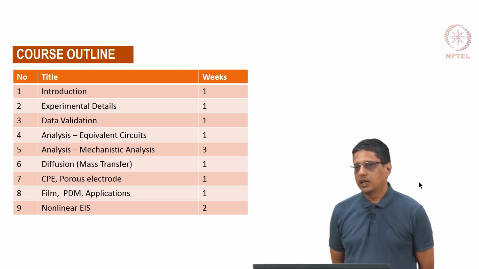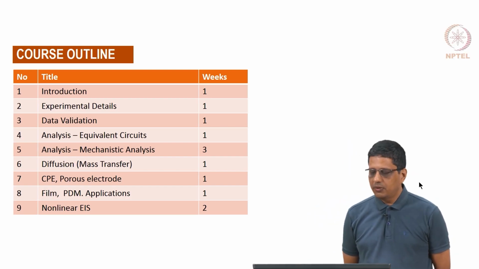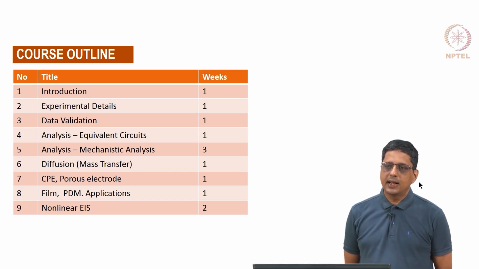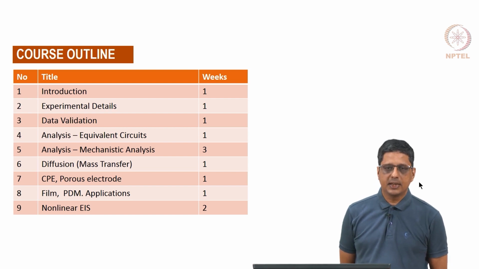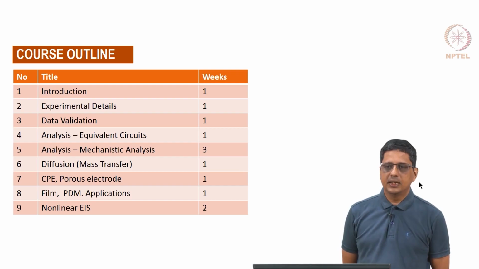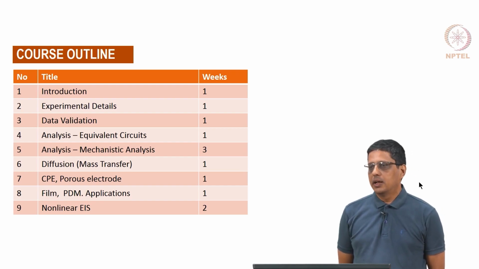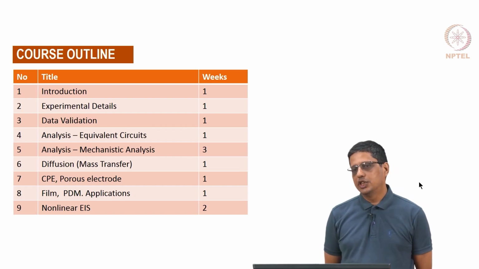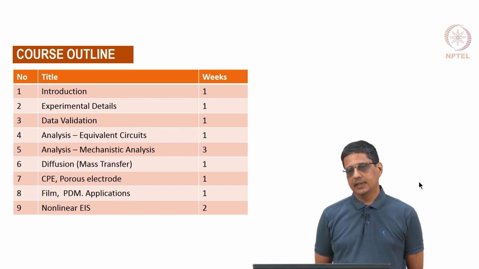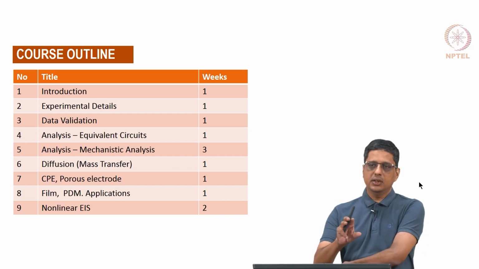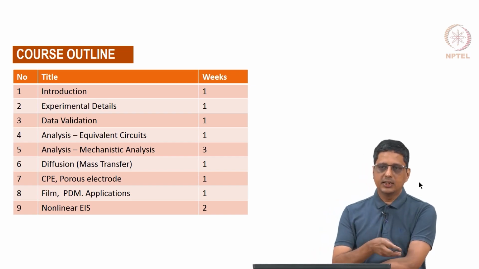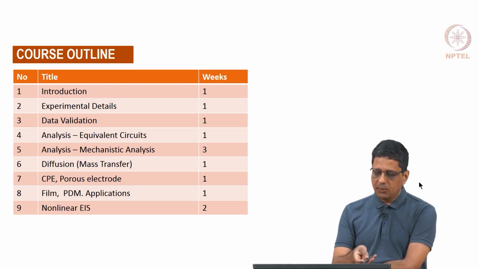And then analysis, there are different types of analysis. 1 week we would spend on analyzing using electrical circuits. It is basically an analogy saying this data can arise from an electrical circuit with so many resistors, so many capacitors combined like this, and therefore we can interpret it and say physically this is what it means. And a better level of analysis can be achieved by using mechanistic analysis, saying this reaction would give rise to this impedance spectrum. That is little more involved, and we would spend about 3 weeks in this.